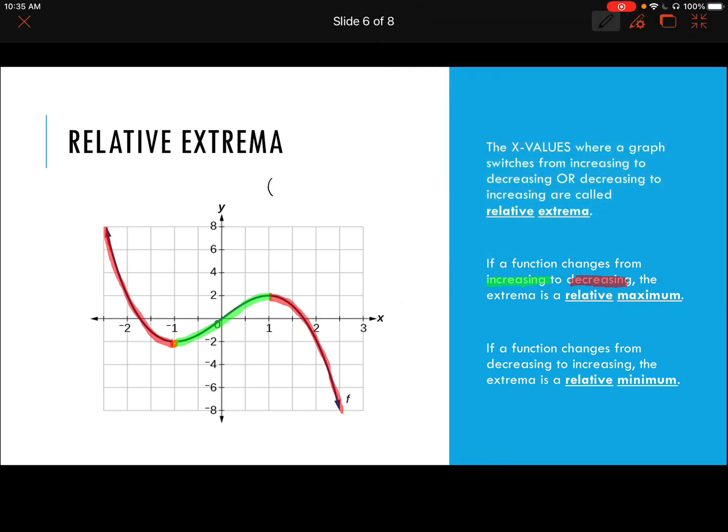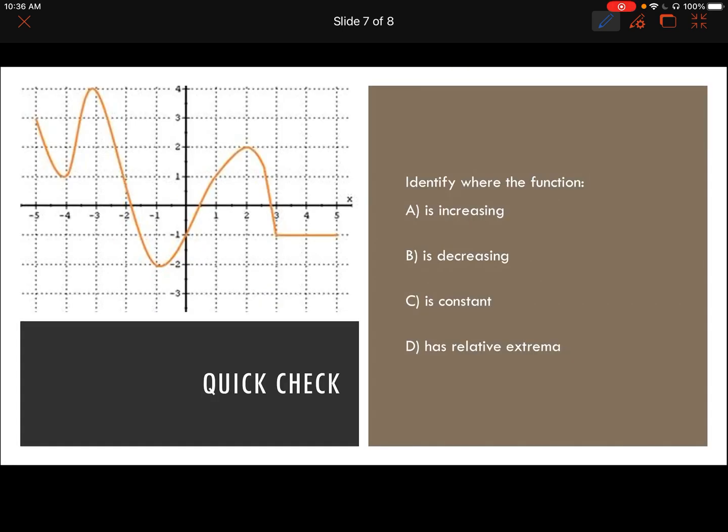So at x equals 1, we're going to actually write the point. The coordinate is 1, 2. That is called a relative maximum. And then at -1, -2, that is called a relative minimum. And all that means is the graph changes from decreasing to increasing for a relative minimum, and from increasing to decreasing for a relative maximum.